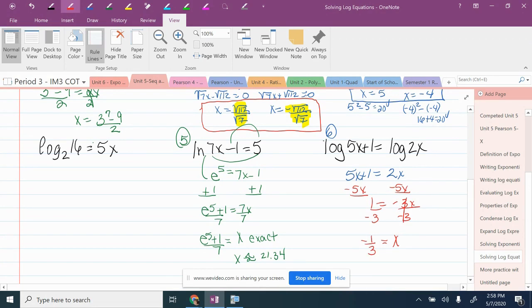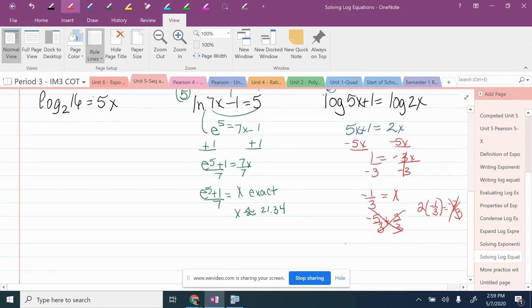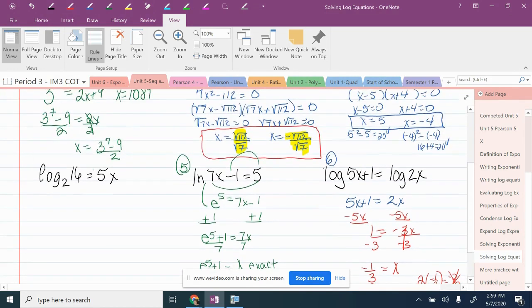This time, when I go back and put it in here, this is okay. This would fail because you'd have negative 5/3 plus 3/3. That's going to remain negative. So you could stop right there. You wouldn't even have to check on the other side. Or you could have checked on this side and we still would have had the same issue. I'd have 2 times a negative 1/3, which would be negative 2/3. We cannot have a negative argument. So this equation has no solution. And we could prove ourselves correct by graphing common log 5x plus 1 and common log of 2x, and you would see that there is no intersection.